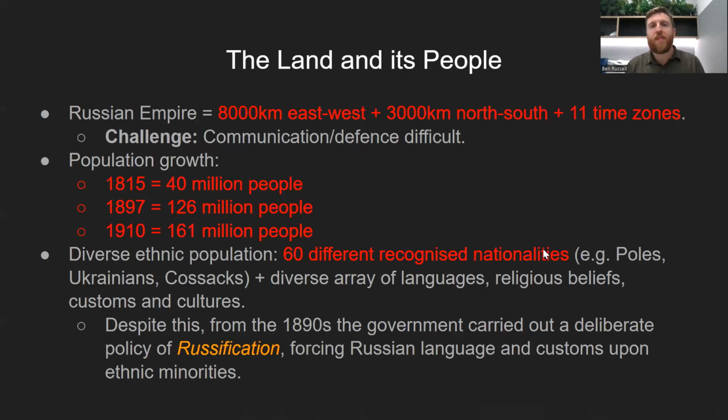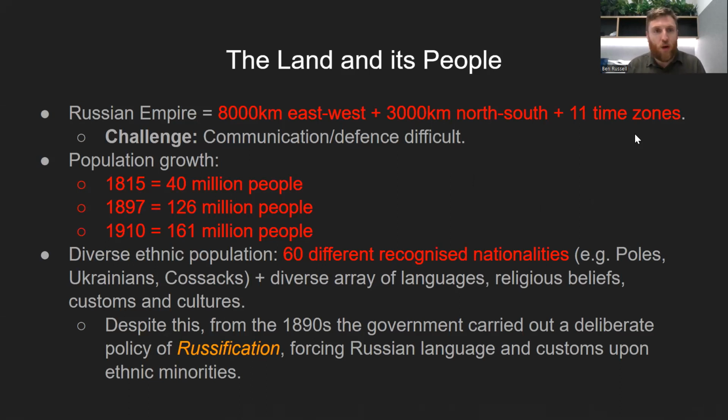Firstly, let's look at the land and its people. So the Russian Empire was enormous. It spanned 8,000 kilometers east to west, 3,000 kilometers north to south, and also spanned across 11 different time zones. This presented a unique challenge in that communication and defense was incredibly difficult.